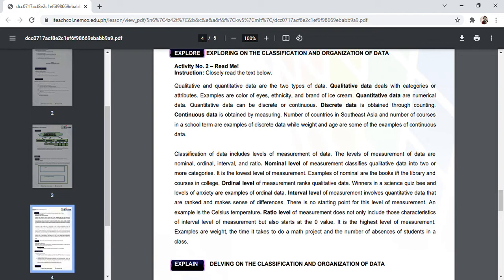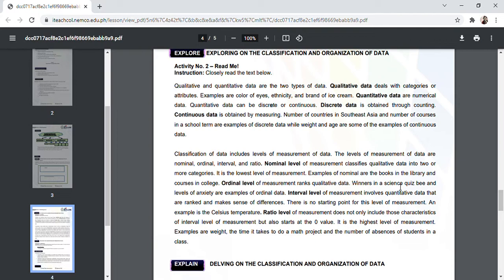Next is the ordinal level. Ordinal level of measurement ranks qualitative data. So ordinal is still qualitative data, but the difference between nominal and ordinal is that you rank the qualitative data. For example, winners in a science quiz bee, of course first, second, third, fourth, and levels of anxiety are examples of ordinal data. So this represents rank or order.